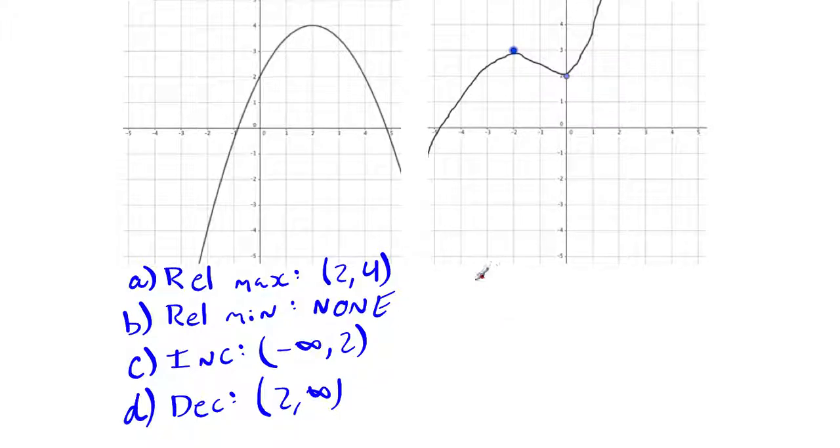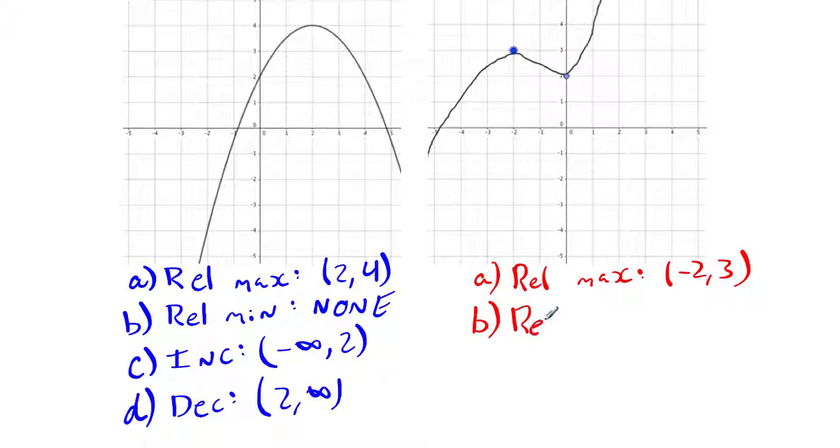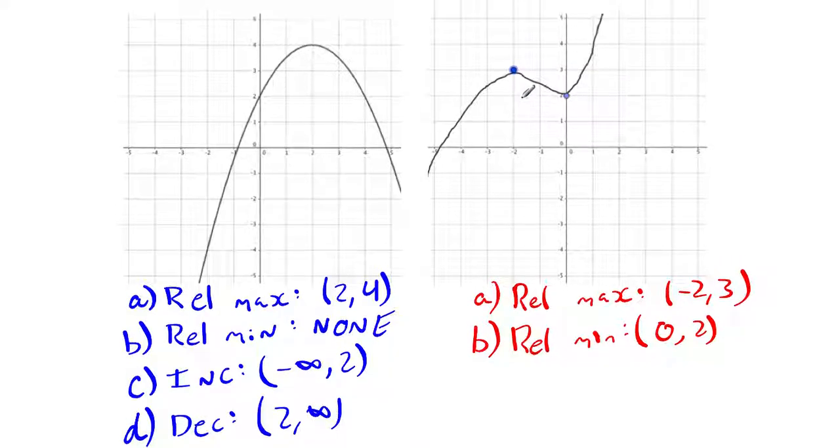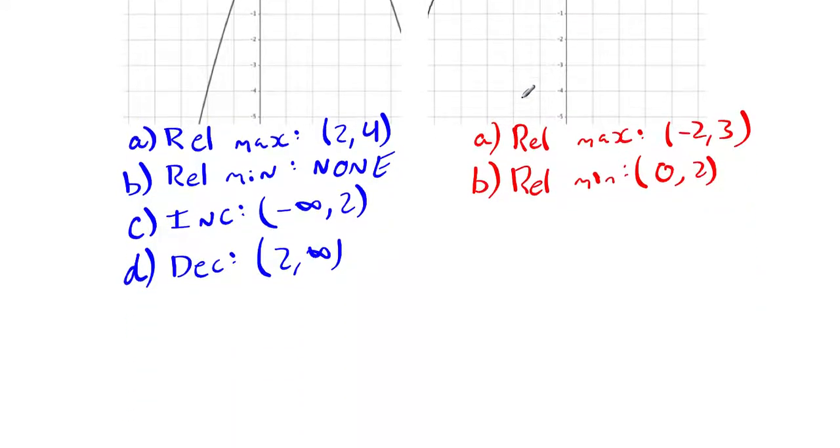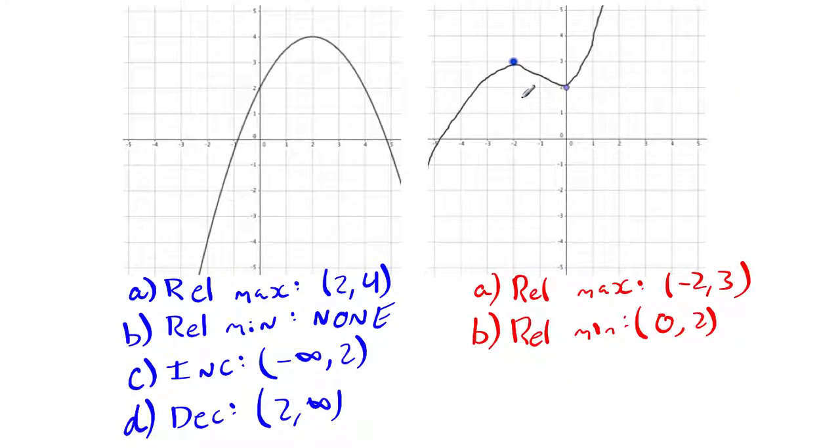All right, so for the second one here, the relative max, again, a turning point, we can see it's at negative 2, 3. And the relative minimum, where we are, again, turning around, is at x is 0 and y is 2. So understand that we're not talking about absolute value or absolute maximum, absolute minimum. These are just relative, so a great way to think about them is just these turning points.